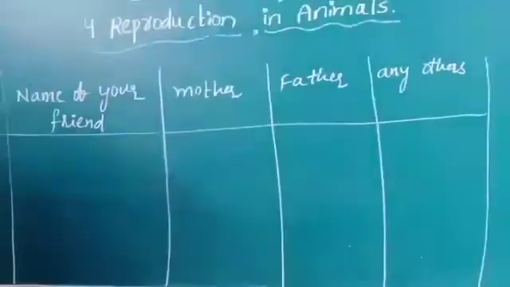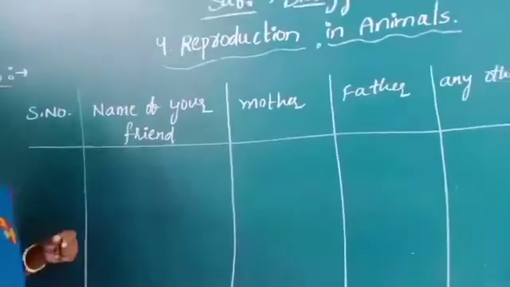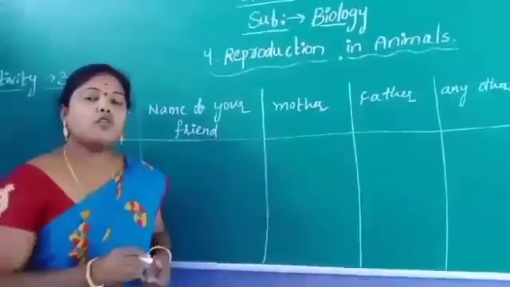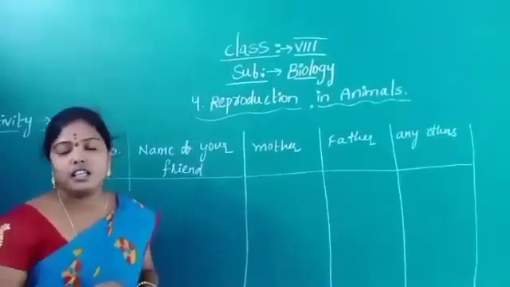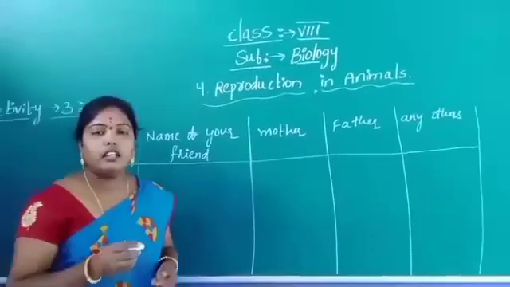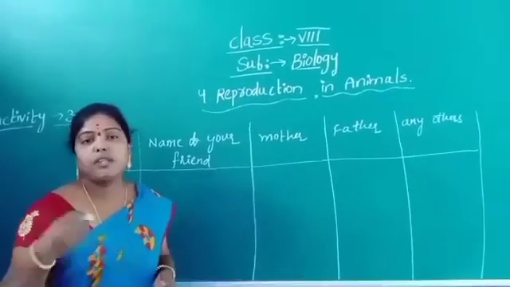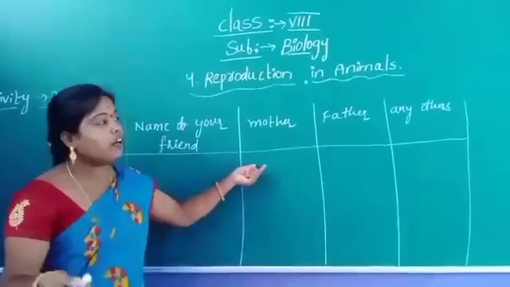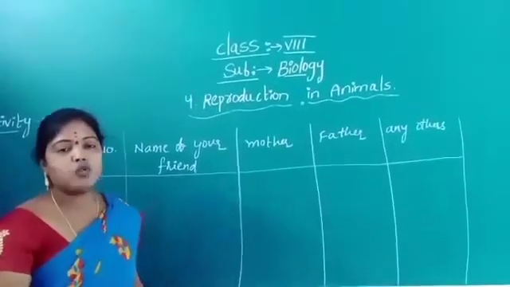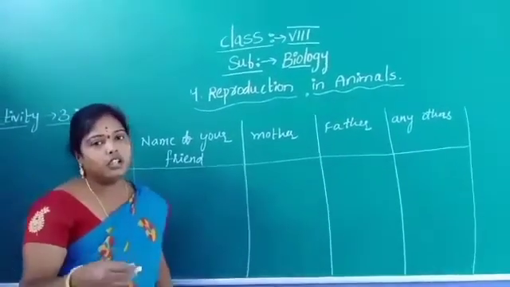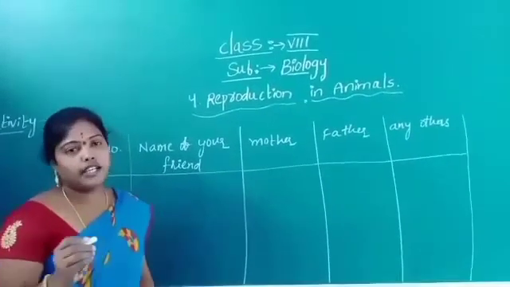So children, what is Activity 3? Make students into 4 or 5 groups in your class and observe your friends' organs which are similar to mother or father or any others. Any others means what, Nana? Aunt, uncle and close relatives and like that.